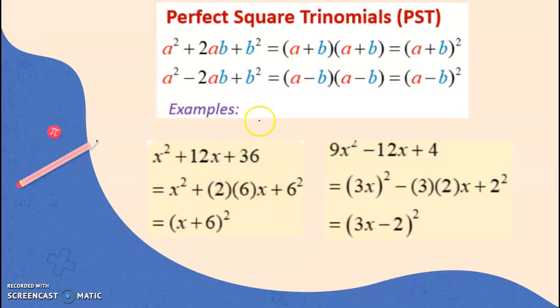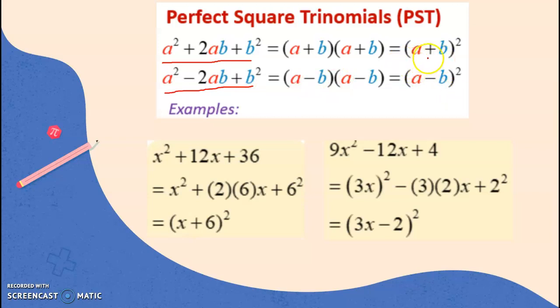Okay? So in this topic, we're going to use this concept, perfect square trinomials. Ito yung isa sa mga special product na sinasabi ko. So this concept is usually used in this method. So ano nga ba ito? So ito yung mga PST. Perfect square trinomial. Ang PST is the result of squaring a binomial.